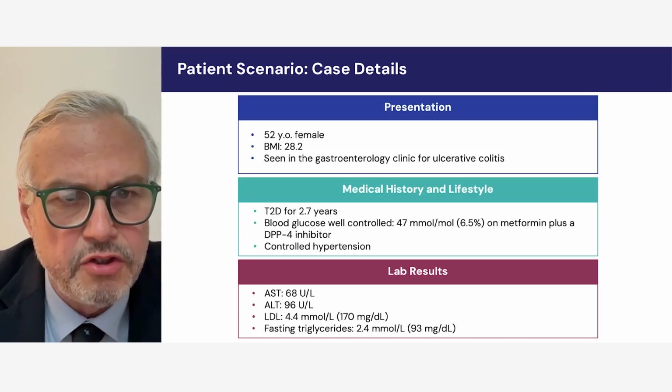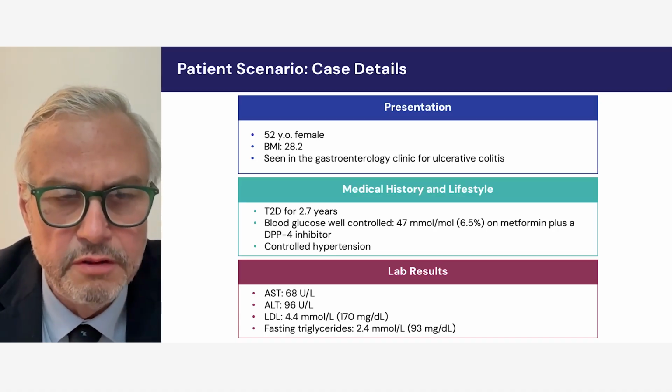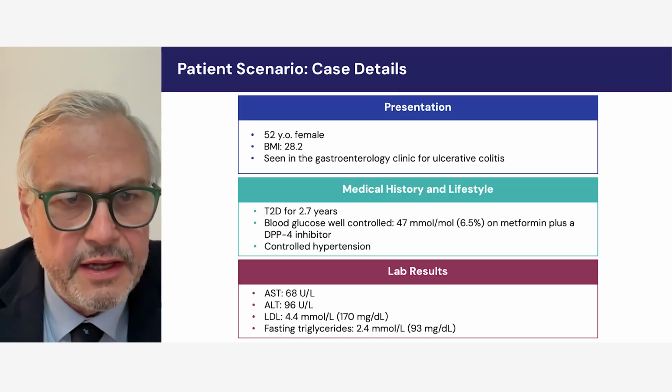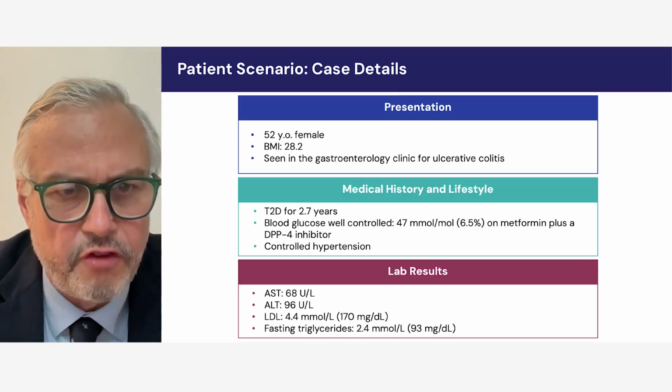Welcome back. We are going to discuss this clinical case, which is very similar to one that you can find in your clinic every day. And we are going to discuss with Dr. Frank this case from this initial stage to the final step of treatment. So this is a female of 52 years old with a BMI of 28 that is seen in the gastro clinic for inflammatory bowel disease, specifically an ulcerative colitis.